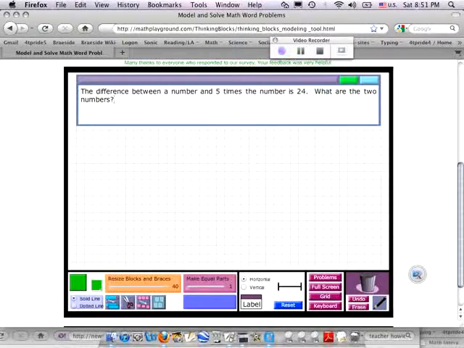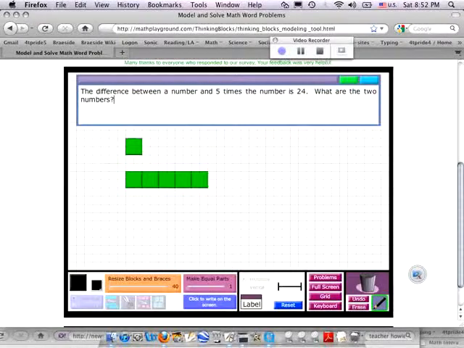All right, press play. You should have solved it by now. The difference between a number and 5 times the number is 24. This is a very simple problem to use with blocks, because let's just throw this out. Let's let this represent the number, and the difference between that number and 5 times the number, 1, 2, 3, 4, 5, is 24.